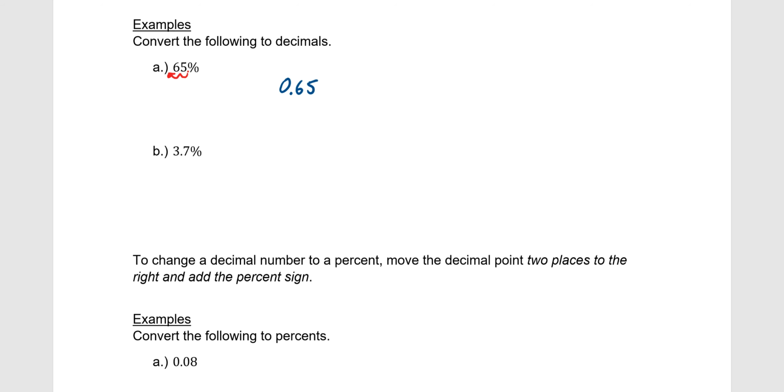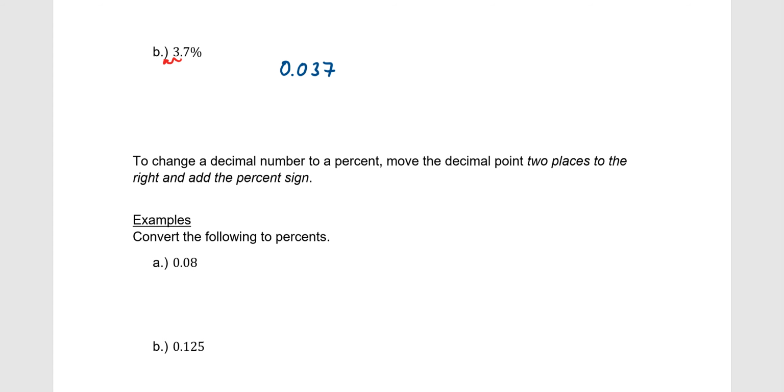Next, for 3.7%, here's the percent, here's the decimal. So we move it 2 to the left. This time it went to the left 1 spot where there wasn't anything, so we actually have to put in a 0. So we drop the percentage sign and we get 0.037, which was 3.7%. So we had to add that 0 into the left.